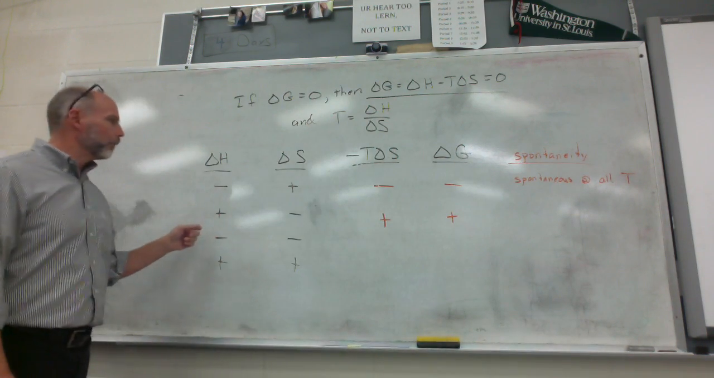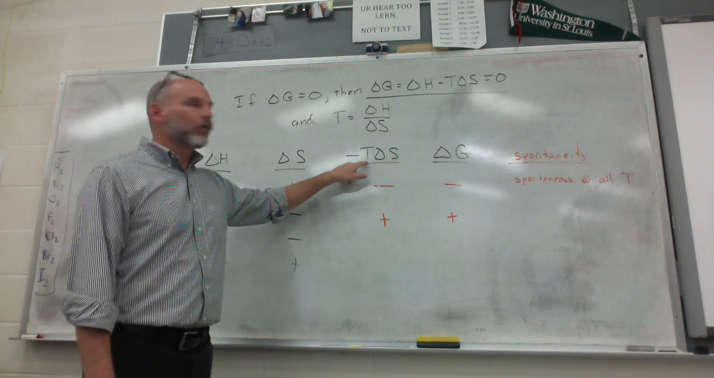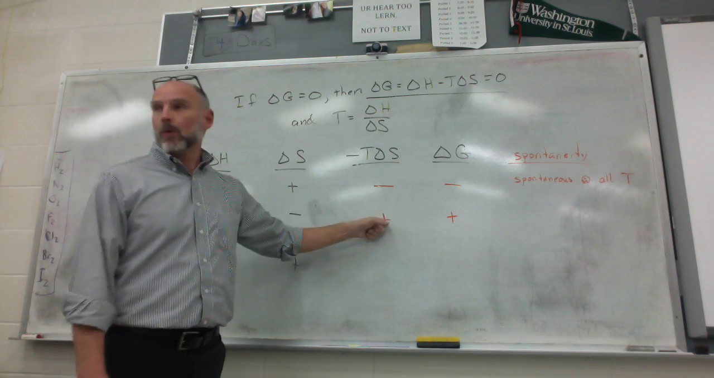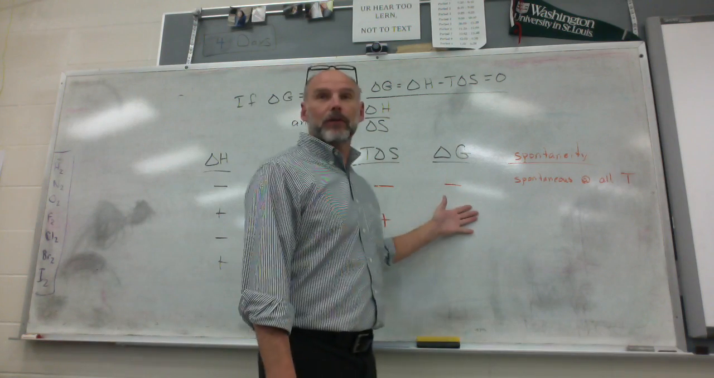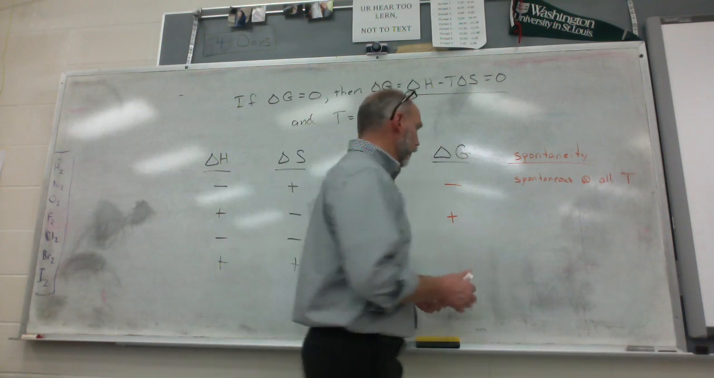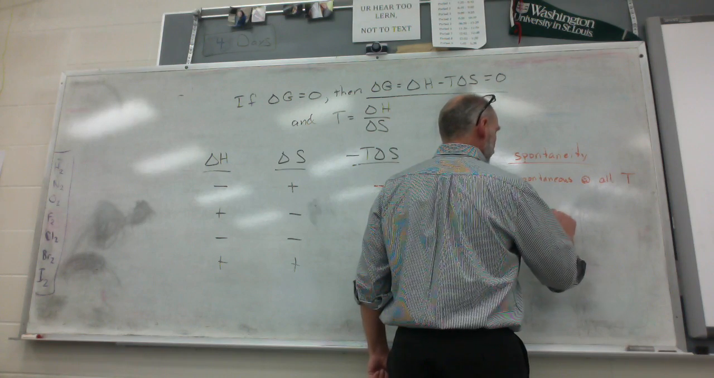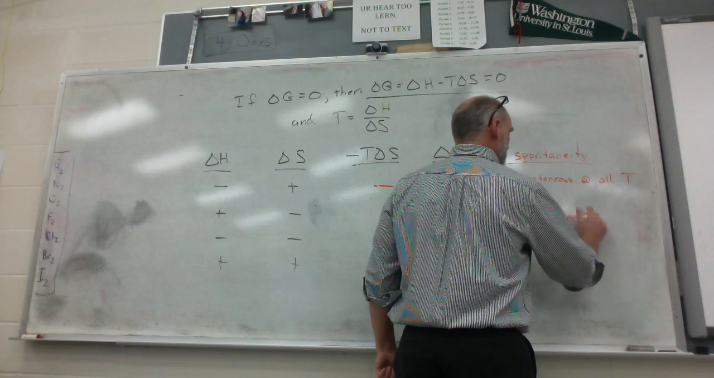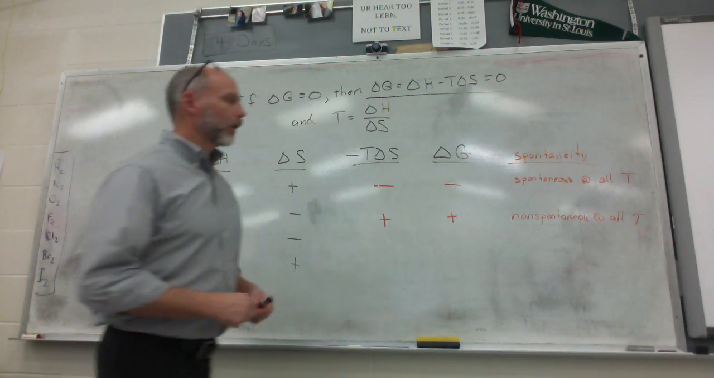Over here, though, since our delta S is negative, the higher the temperature, the higher the numerical value, the more positive the numerical value, which means the more positive the delta G. So that means this is going to be non-spontaneous at all temperatures, regardless of the temperature.